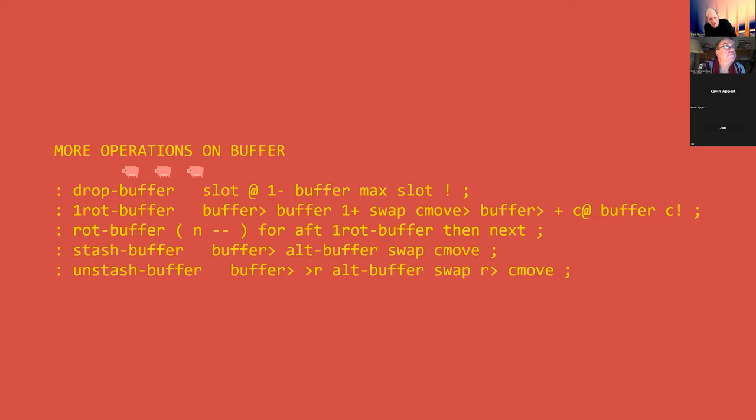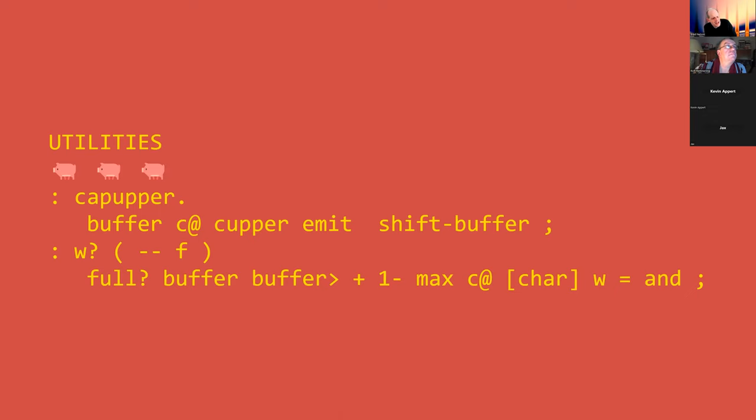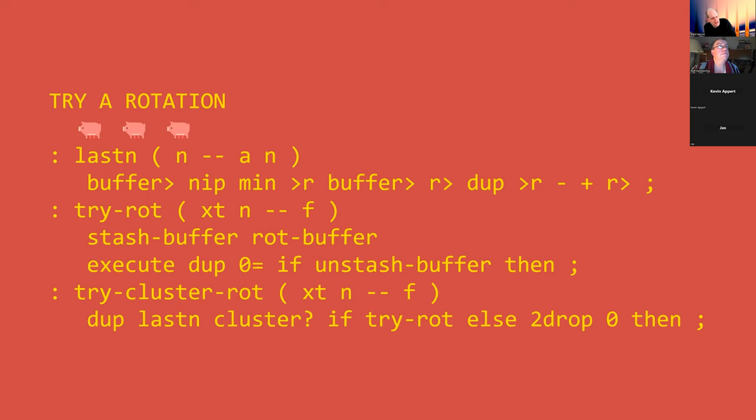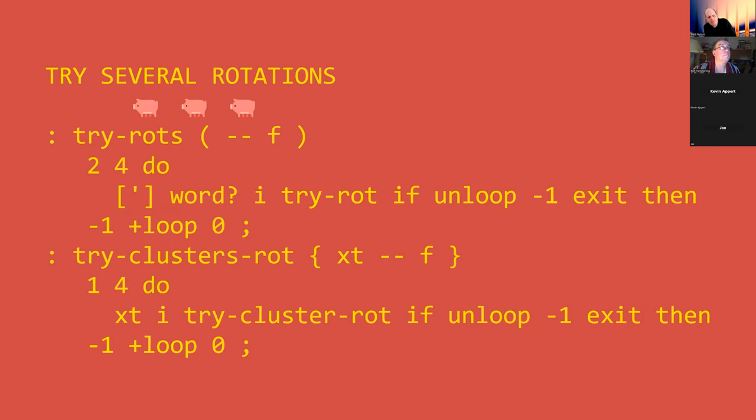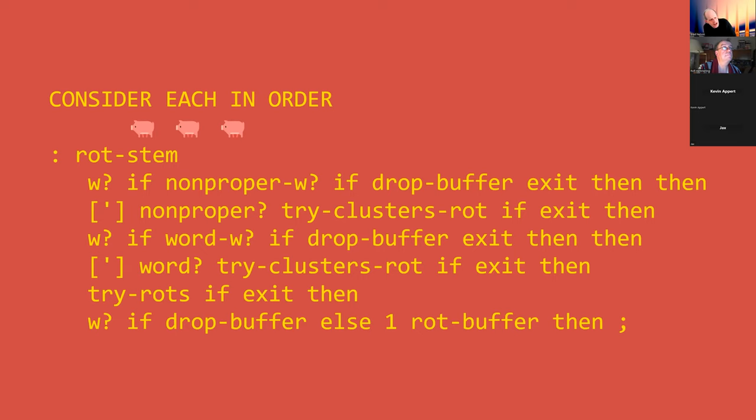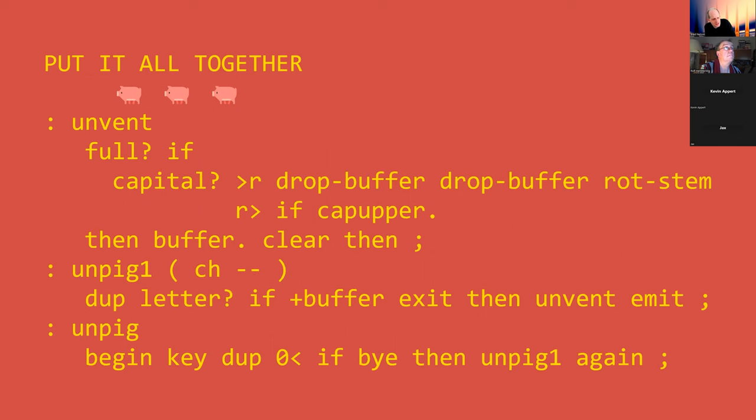And I have a bunch of operations to manipulate my buffer even further to get there, and some more utilities to print it, to check to see if it makes sense as a word that can be decoded using the way rule. And then I also resort to trying a bunch of different rotations. And this ended up being extremely complicated. I try several different rotations and see if any of them work. I check first for non-proper nouns, then any word in the dictionary, and then finally any of the stem rotations, in that order of preference.